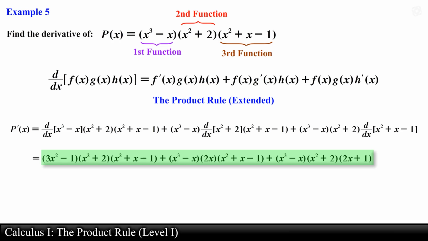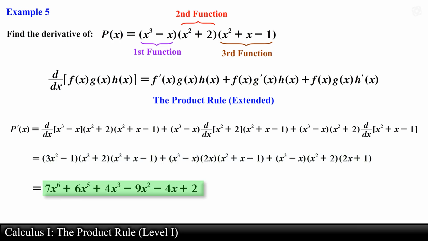Technically, we are done. This crazy looking polynomial is our derivative. If you like, you can go ahead and simplify the expression by distributing and collecting like terms. But there is really no need to do that. If for some reason you want to simplify because you want to practice your distribution and collecting like term skills, the resulting polynomial you should obtain is as follows. 7x raised to the power of 6 plus 6 times x raised to the power of 5 plus 4x raised to the power of 3 minus 9x squared minus 4x plus 2.